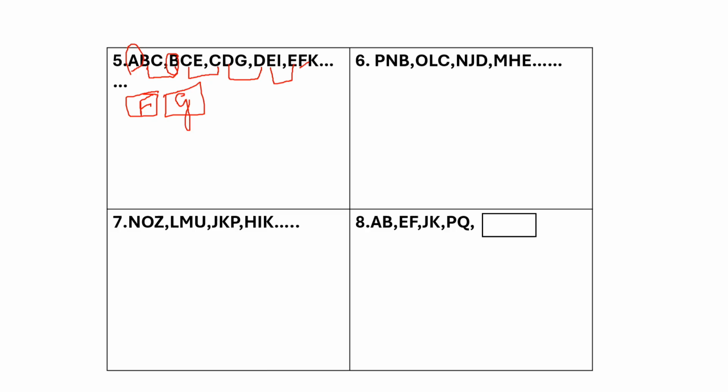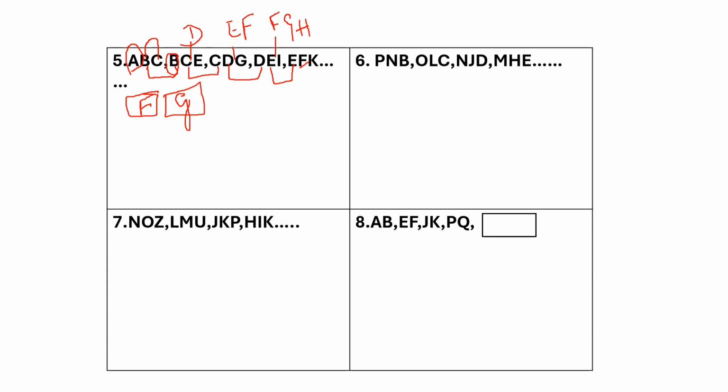Next C is there. How can we relate this? B, C. Next term B, C. Here the next letter C, D, one letter is missing in the middle. Here D, G is there. D, E, F. Two letters are missing. Now here E and I is there. In between them F, G, H.